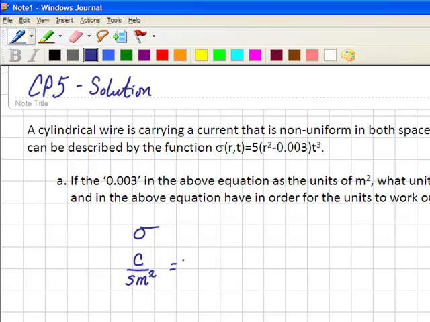And over on the right, we see that the t is going to have the units of seconds cubed. And the r is going to have the units of meters, and we have an r squared there. For all the units to work out, our mysterious little 5 there must have the units of seconds to the 4th on the bottom, with meters to the 4th on the bottom, with coulombs on the top. And when we check the units out from there, we see that everything would cancel out to give us what we have on the left-hand side.